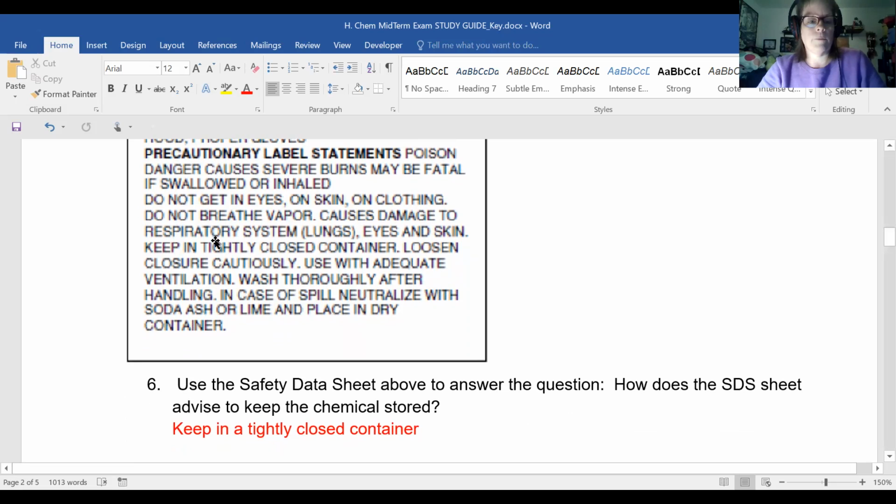Well, as you read through that information, when you get down here, it says keep it in a tightly closed container right there. So that would be your answer for number 6.